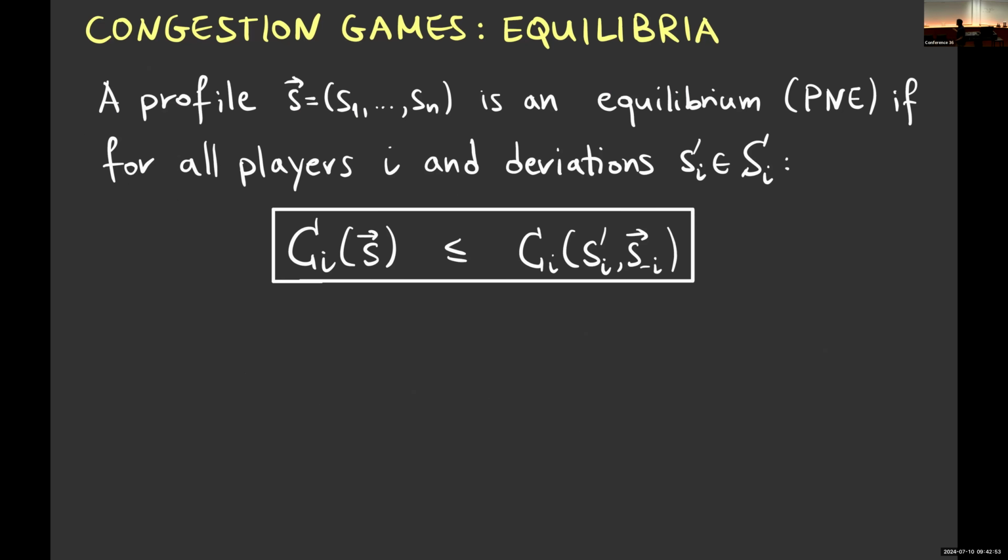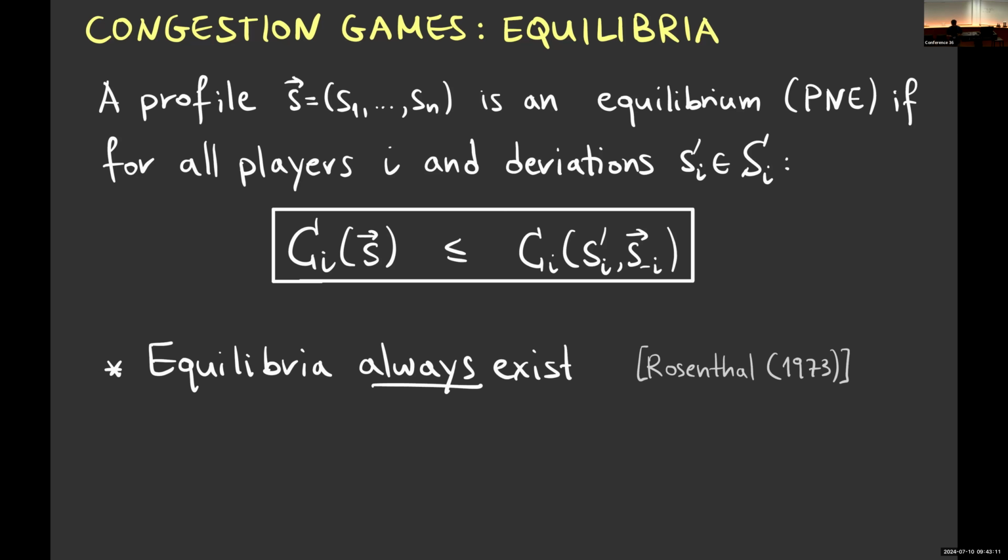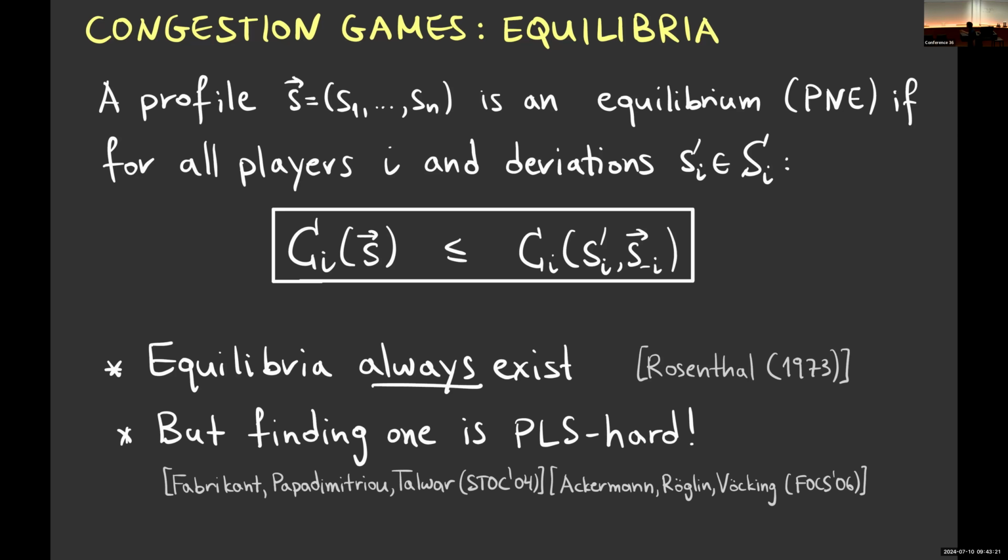Okay, and what is an equilibrium? As I said, standard definition. And here I'm only going to talk in this talk about pure equilibria. So it's an outcome where no player i would like to deviate to an alternative strategy S_i prime, because then they will experience more cost. Now, good news from a seminal result from Rosenthal: pure equilibria always exist in these games. Okay, again, I emphasize this is pure, not mixed equilibria. So they also exist from Rosenthal.